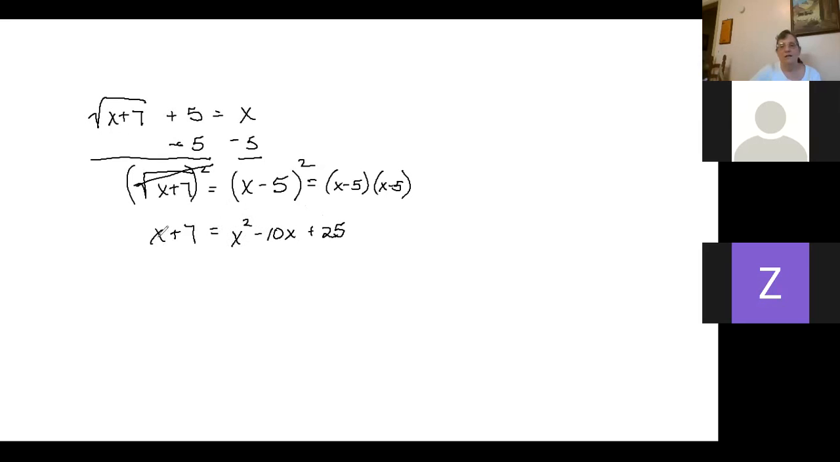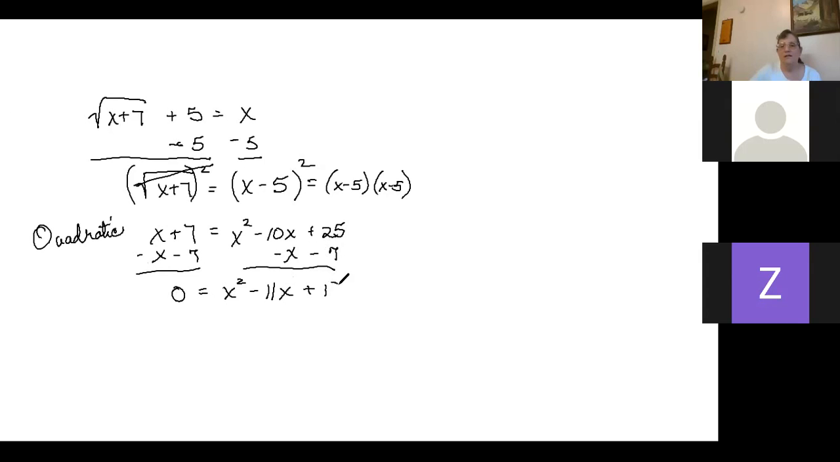Now, this is quadratic because it's got an x squared in it. So I don't want to try to separate the terms. It won't do any good. I've got 3 kinds of terms. I've only got 2 sides to put them on. I need to set this equal to 0. So I'm going to move them over here because my x squared is positive, and I like it that way. Leaves me 0 over here. X squared minus 11x plus 18.